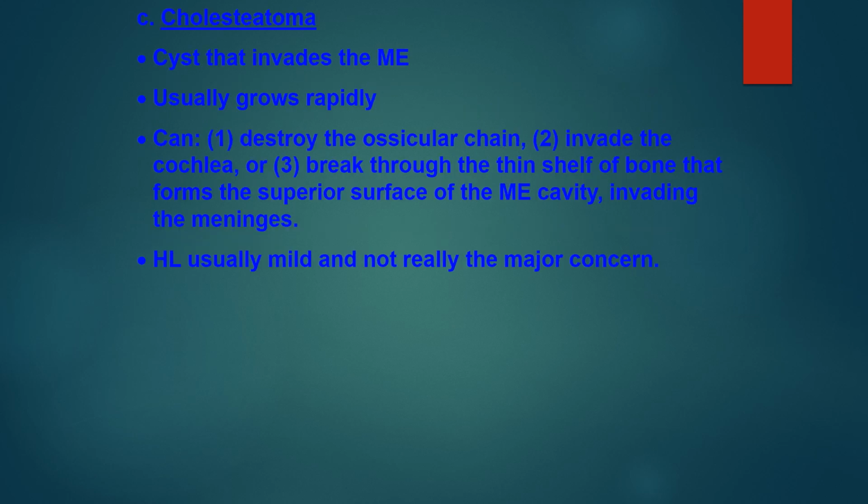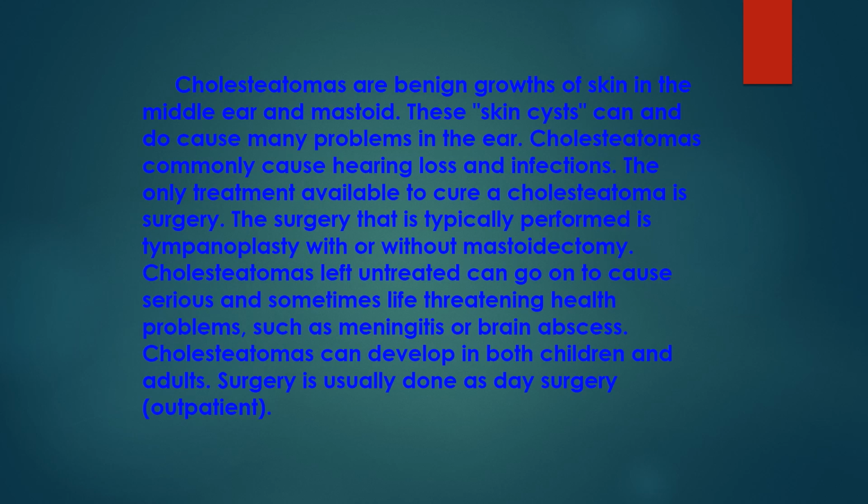Cholesteatoma is a cyst that invades the middle ear, usually grows rapidly, and can destroy the ossicular chain and invade the cochlea. Hearing loss usually is mild and not a major concern. Cholesteatomas are benign skin growths in the middle ear and mastoid. These skin cysts can cause many problems in the ear. Cholesteatoma commonly causes hearing loss and infections.